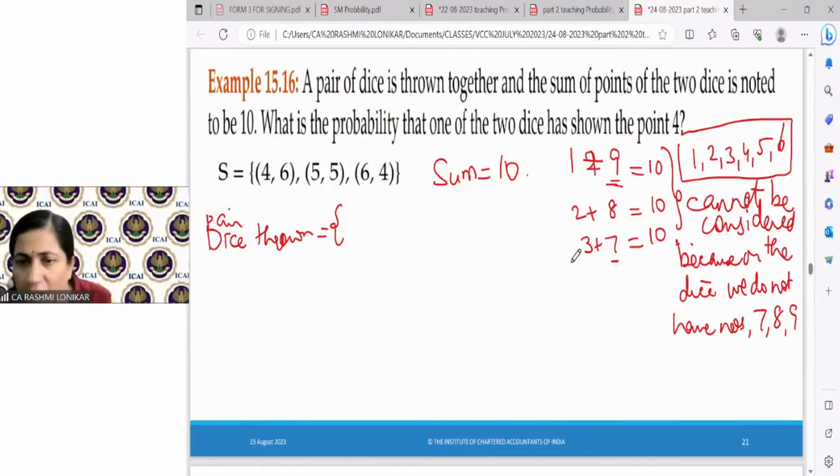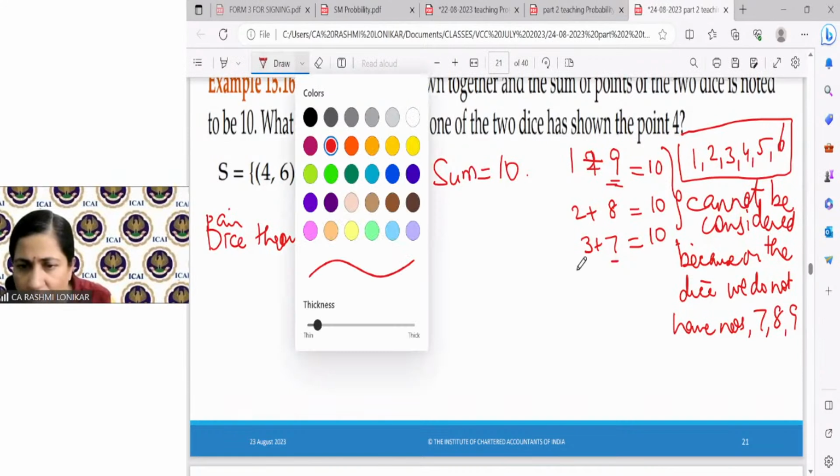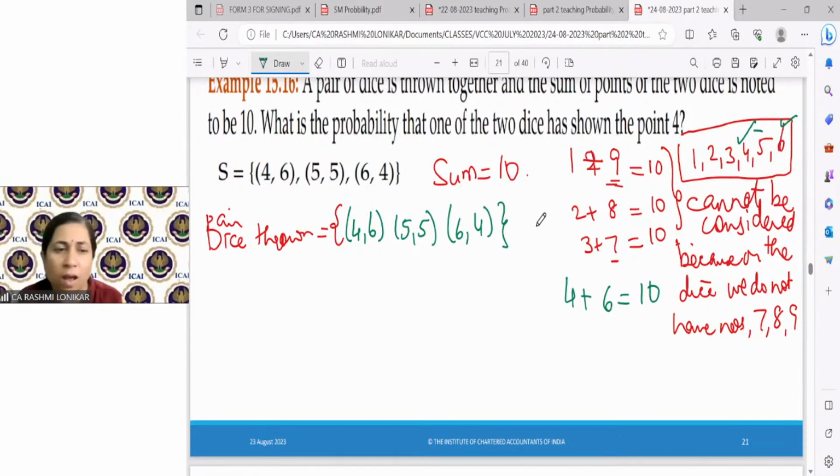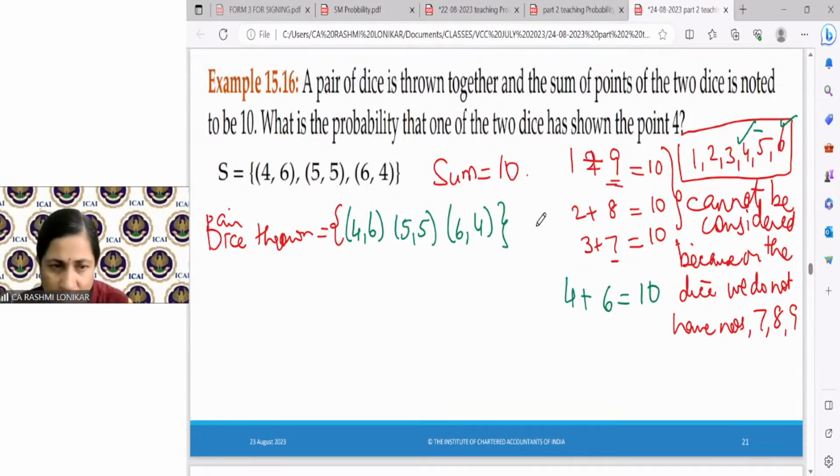Now let us see what happens when I put in 4. 4 plus what will give me 10? 4 plus 6 will give me 10. Do I have a 4? Yes. Do I have a 6? Yes. So I can do that. So 4, 6. Then what about 5? Yes. So 5, 5. And then with 6, yes, I have 6, 4. So I have these three cases where when I throw the dice, I will get a total of 10.